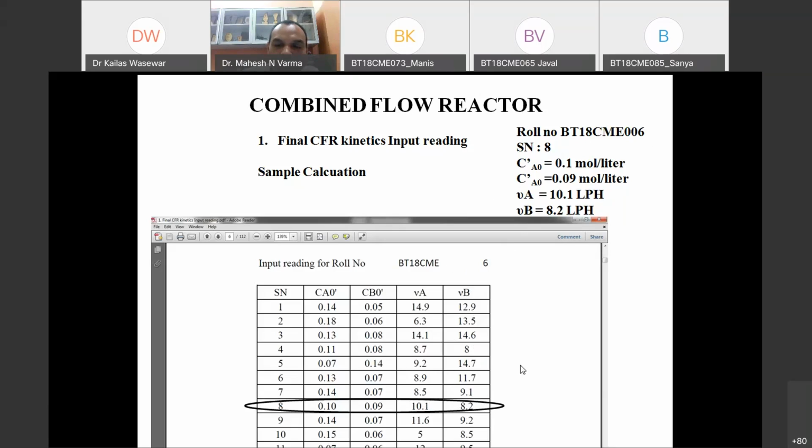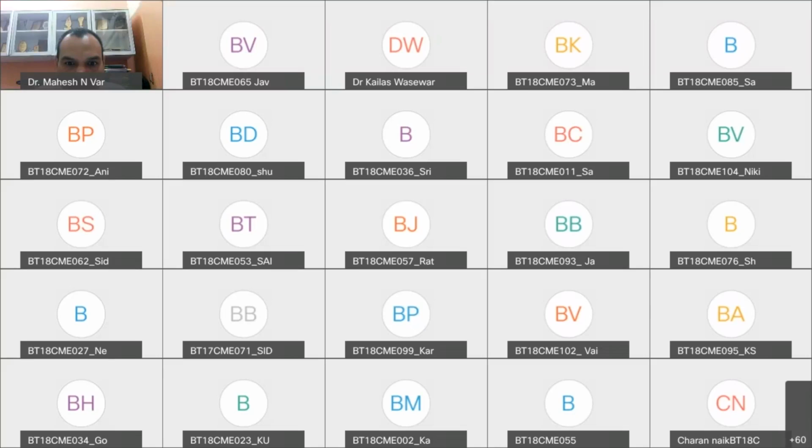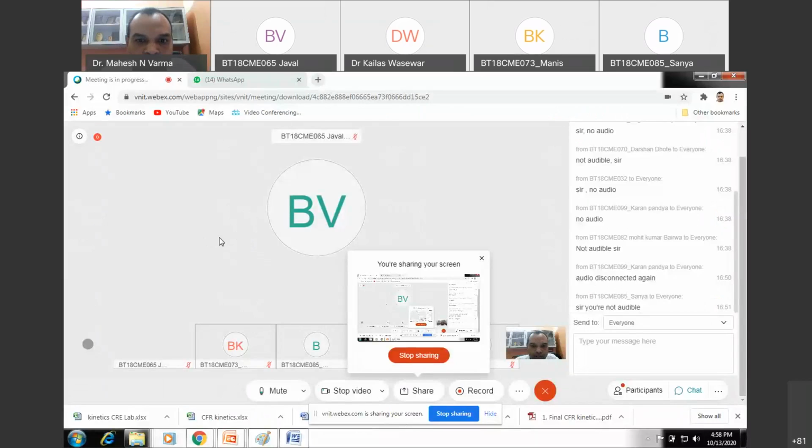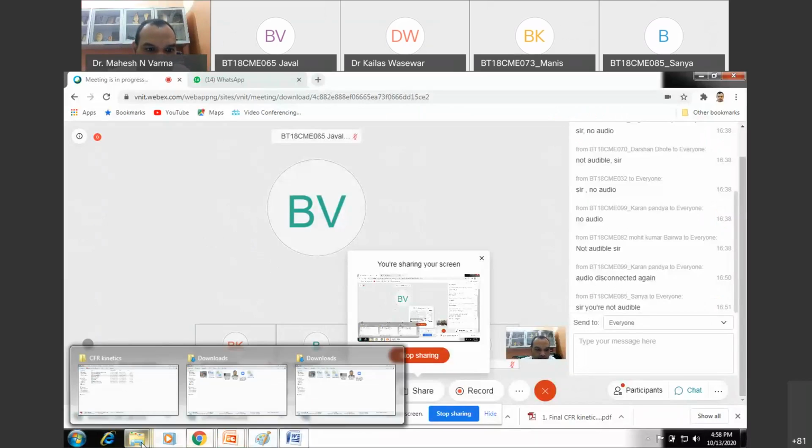And then you will be getting an endpoint. So how to get the endpoint? I will just share another file. Can you see my screen now, Jawad?